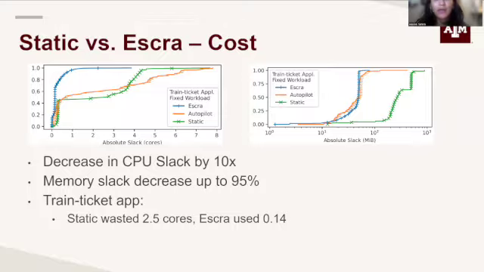Cost. Here we're looking at how much CPU and memory slack was reserved but never used. You can see that Escra stays close to 0, meaning it doesn't hoard unused CPU or memory. For example, in the train ticket app, static allocation left over 2.5 CPU cores just sitting doing nothing, and Escra trimmed that down to just 0.14 cores. Escra dropped memory waste by up to 95%, which is a huge cost saving if you're paying for cloud resources.